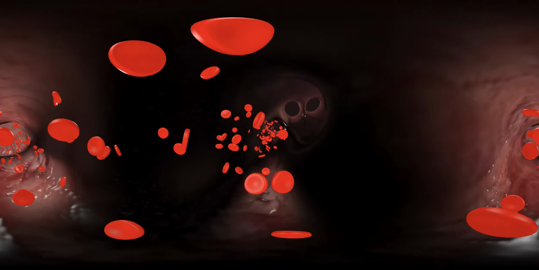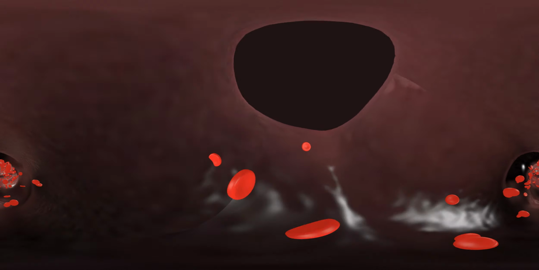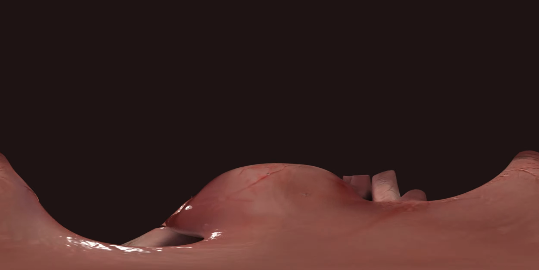The aorta takes oxygenated blood to arteries of the head and arms, and then curves downwards to form the descending aorta, which takes the blood to the lower body.